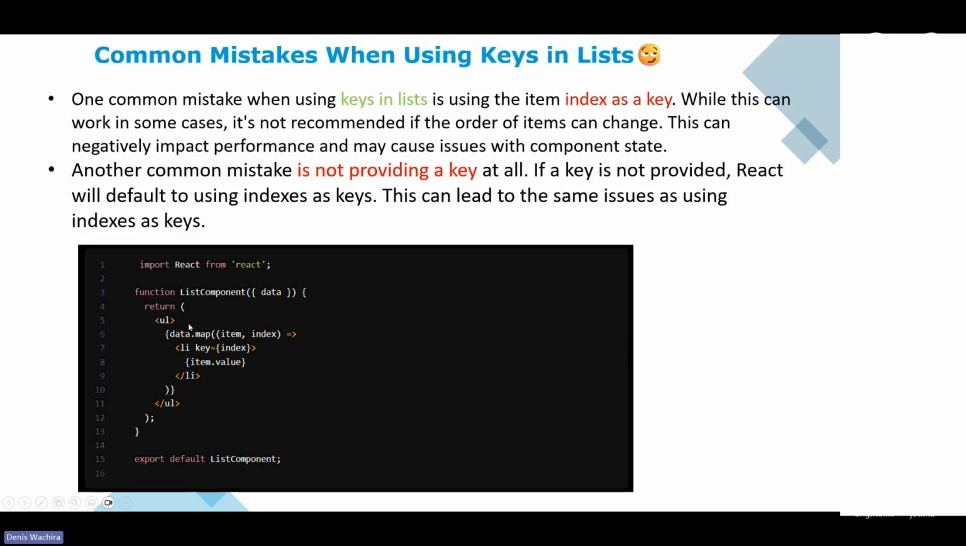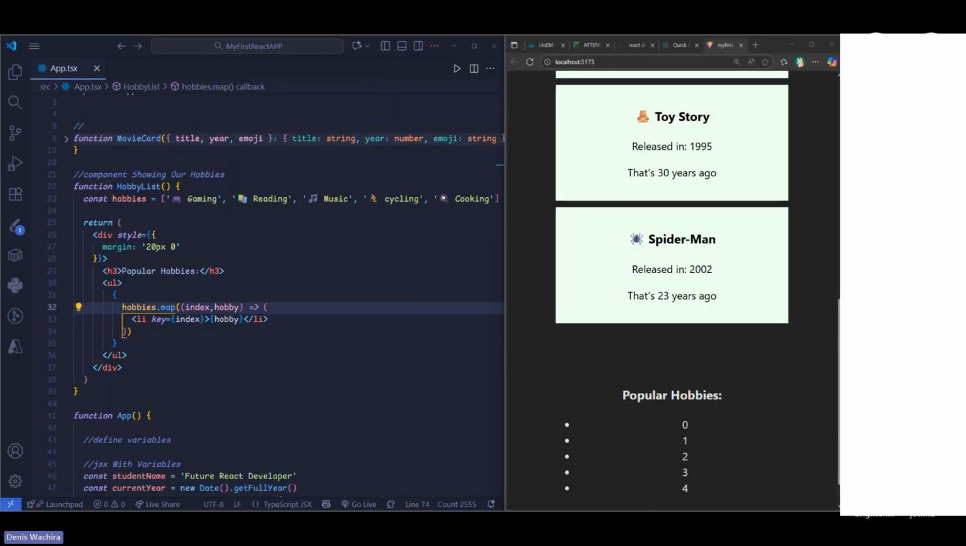So you need to check on that when rendering a component. So what can we do to solve that? Instead of passing the index as the key, you can use the actual value as the key, because each one has a different value that is unique to the other one. There is no point where gaming can be reading. Reading can be music, but the index of this can change. So that is what we want to eliminate.